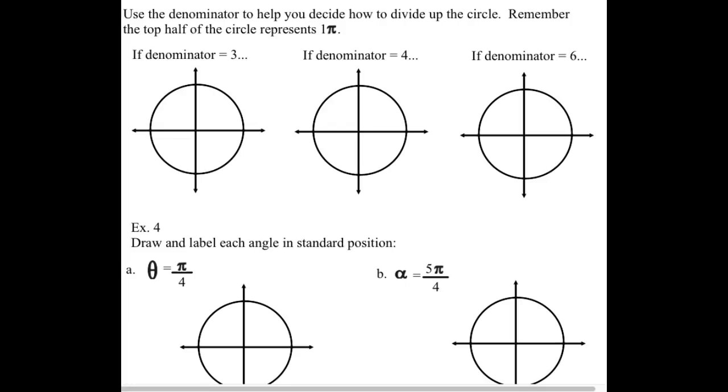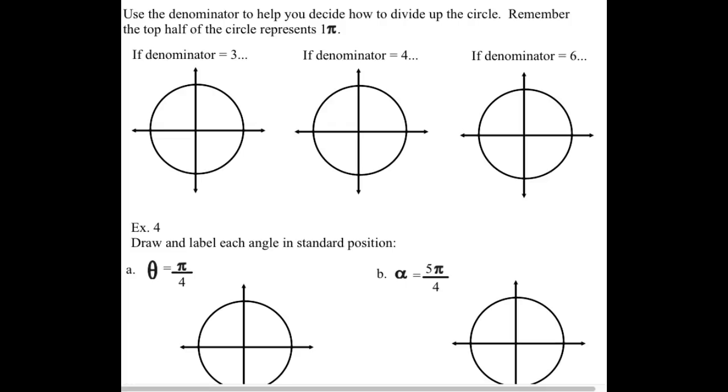Most of the time when you're dealing with radians, you are going to have fractions. Pi over 6, pi over 2, pi over 3, pi over 4, things like that. You want to use the denominator to help you visualize how you're going to split that up into chunks.